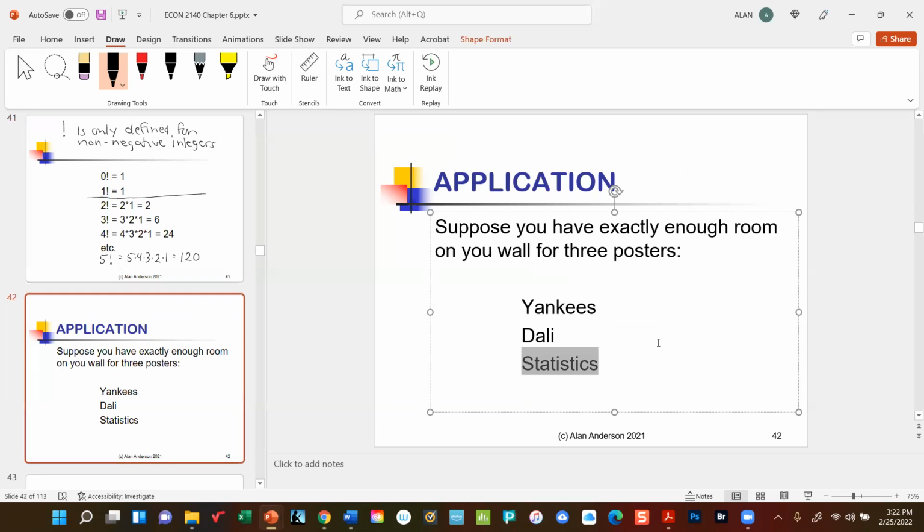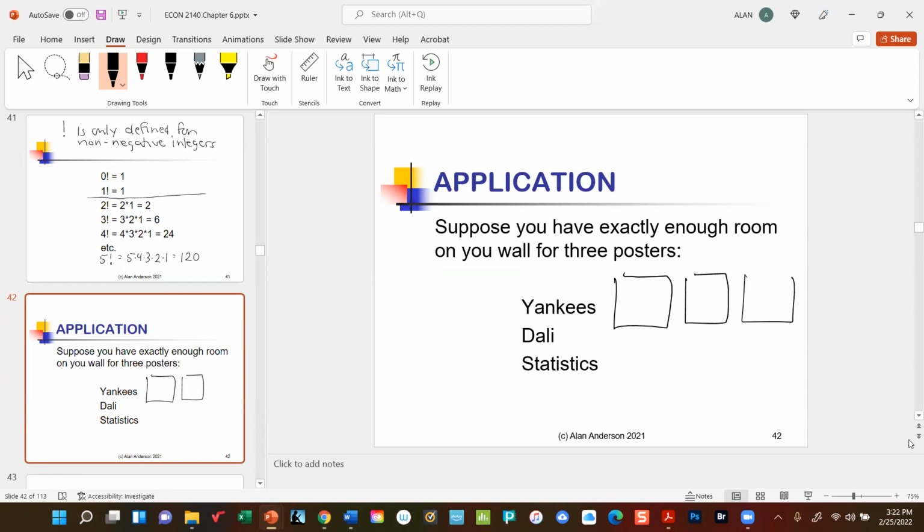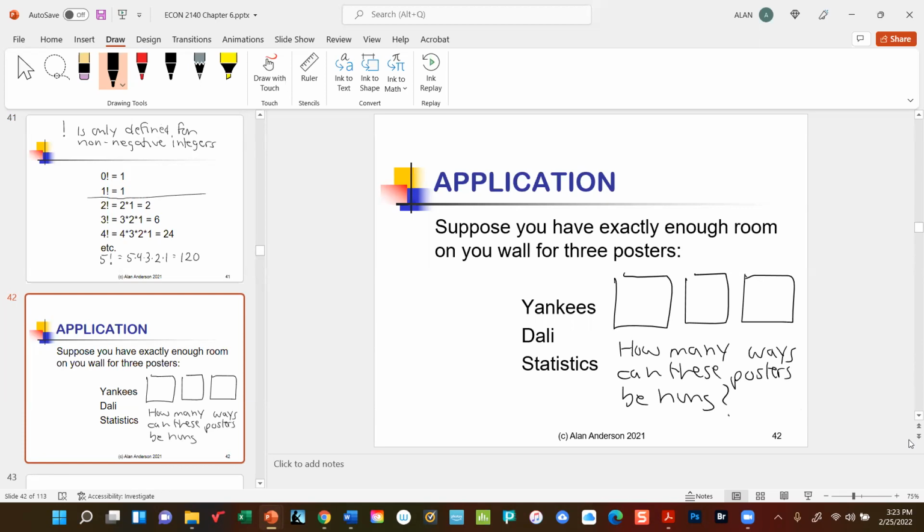Here's the thing, though. You've got exactly enough space on the wall to hang 3 posters from left to right, let's say. That's all the space you have. Here's the question. How many ways can these posters be hung from left to right? All right, well, what I've done here for you is I've written out a list.